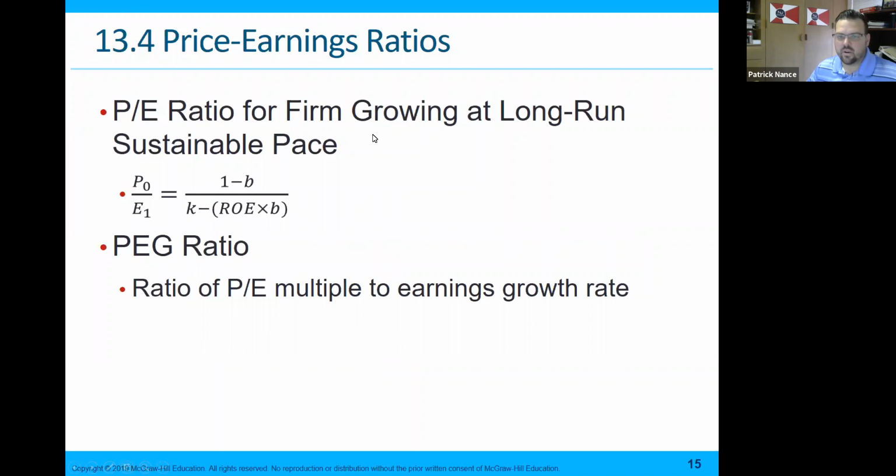The PE ratio for a growing firm growing at a long run sustainable pace is again price over expected future value, 1 minus B. B is my reinvested earnings. That's one of the reasons why this is talking about a long run sustainable pace, because a lot of times we reinvest earnings when we're a growing firm. Over market cap minus return on equity times the earnings. So the PEG ratio is a ratio of the price to earnings multiple to the earnings growth rate.